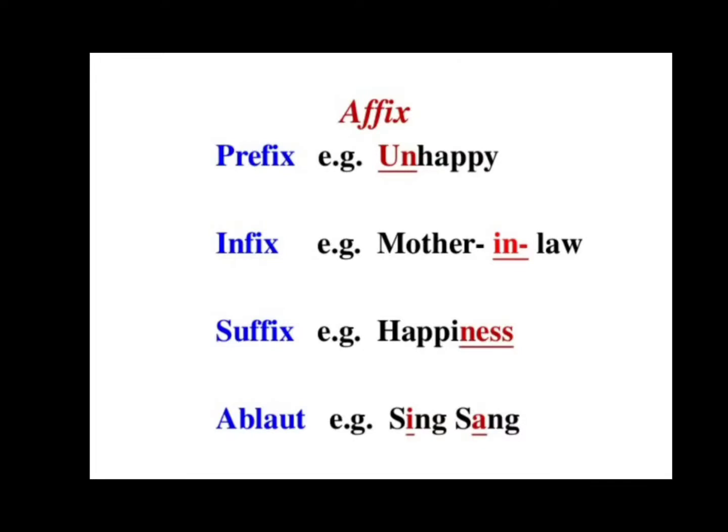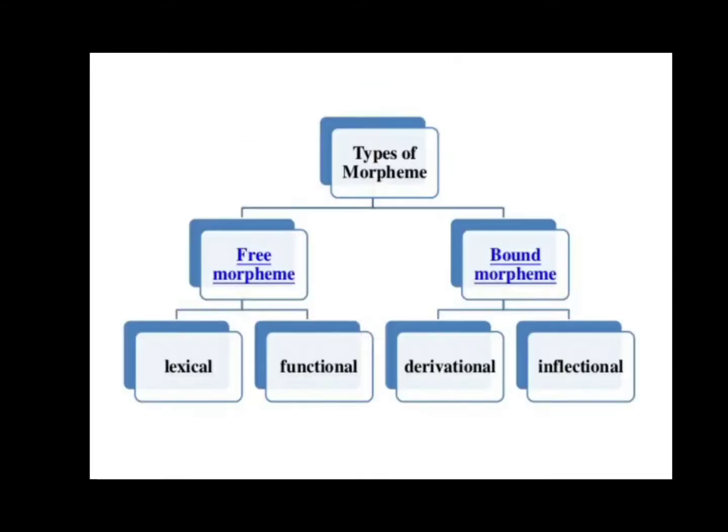Ablaut. This is a change in vowel that carries extra meaning, like sing, sang, big bang, chit chat. The e vowel changed into an a sound. One vowel changes into another vowel. This is called ablaut. Next, this is the tree diagram of types of morpheme: free morpheme and bound morpheme.